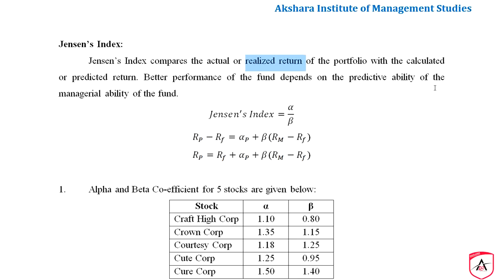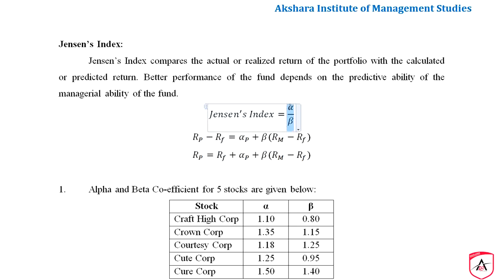It compares this. Here we have two formulas for calculating Jensen's index. Actually, to calculate Jensen's index, it is only a single formula. But in case we don't know the value of alpha, we are going to use this formula. Either one, it is almost the same. Here RF, the risk-free rate of return, can be transferred after the equals sign, whereas I have taken it here. It can be written in any form. These two formulas are almost the same.